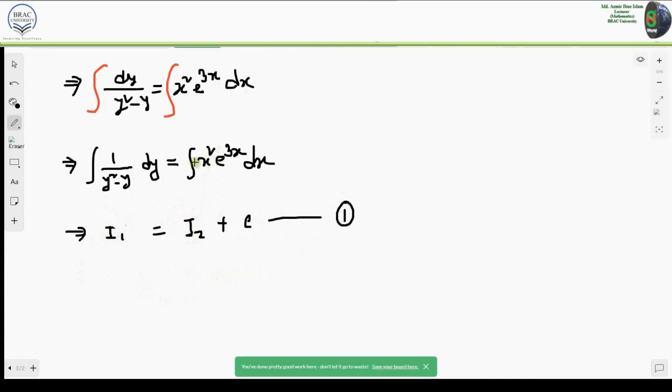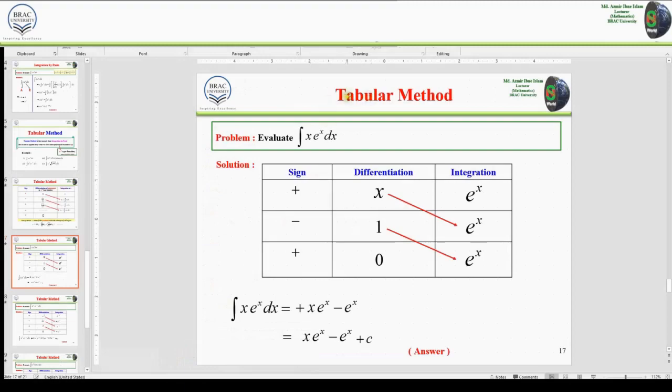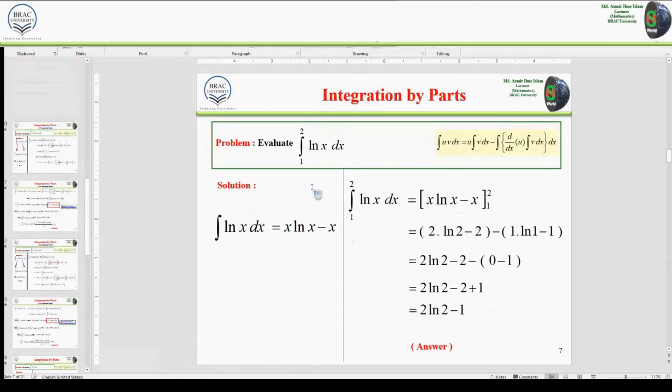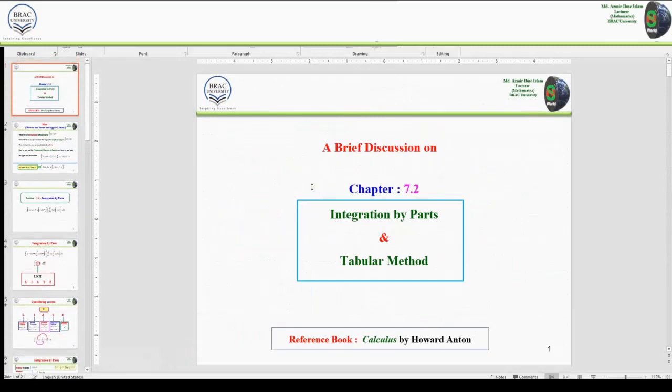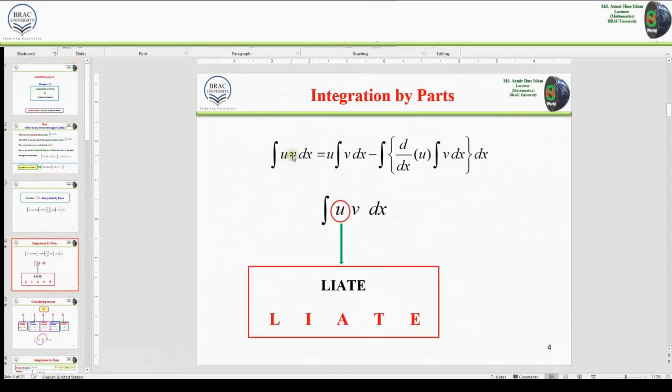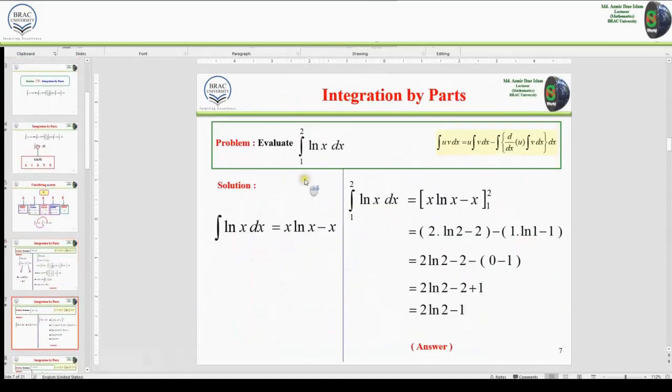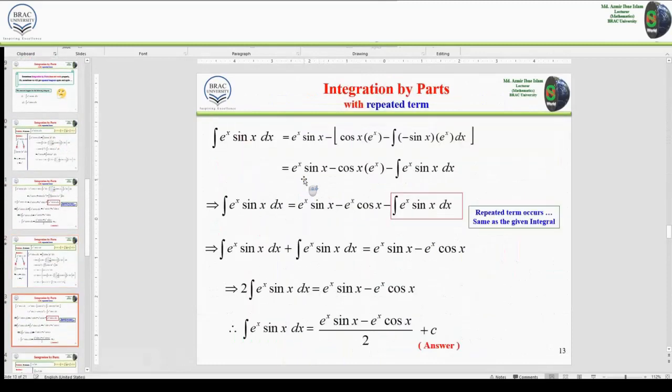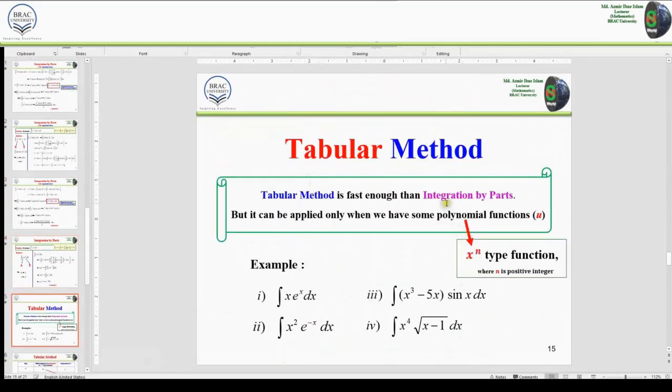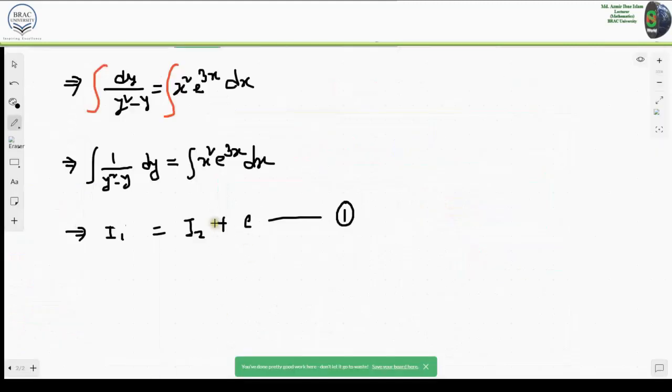So let's start with I2. Here we have integration of x squared e to the power 3x dx. Since x squared is a polynomial term, we have UV form, so we can use the tabular technique. Or we can also use integration by parts, but the tabular technique will be very helpful because it is a speedy process. So we can solve this integral by using the tabular format.